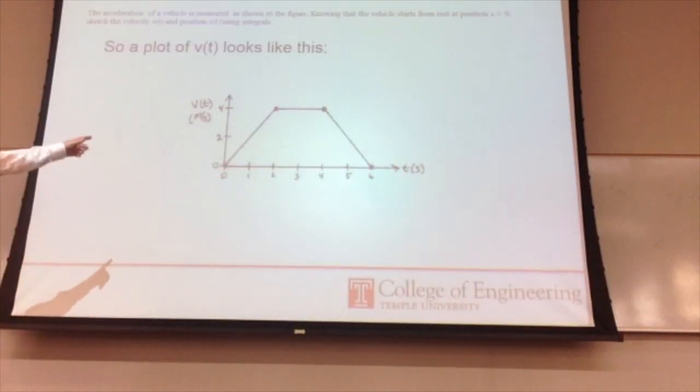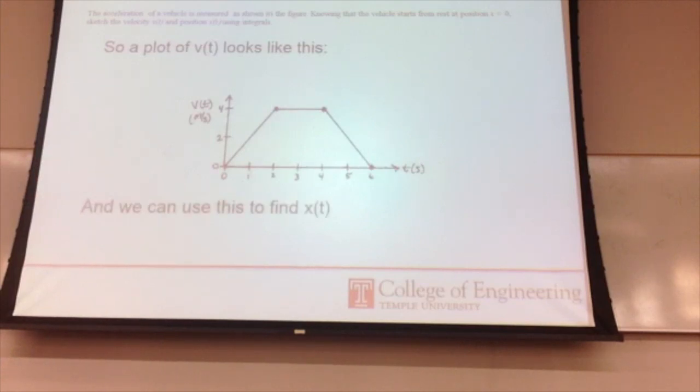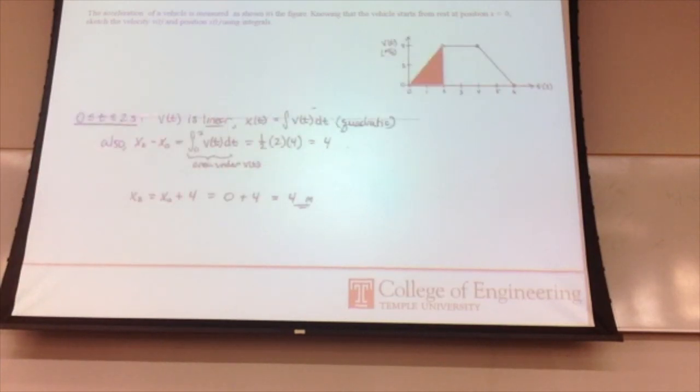So we take the area under this curve to figure out the position at any given time. So from 0 to 2 seconds, the velocity is linear. It increases linearly. So x is a quadratic. It's the integral of v of t dt. Because the area under this curve, under this trapezoid, gives us position. The area under the velocity curve is the integral of velocity. And the integral of velocity gives us position.